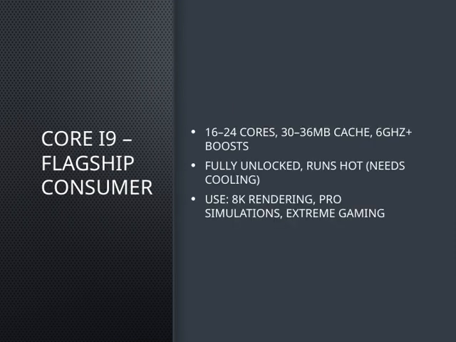Let's talk about the Core i9, which is Intel's flagship choice for consumers. This processor packs in 16 to 24 cores, making it incredibly powerful for demanding tasks. It also features a large cache of 30 to 36 MB, which helps speed up data access and overall performance. With boost speeds exceeding 6 GHz, it's built for high-performance scenarios.